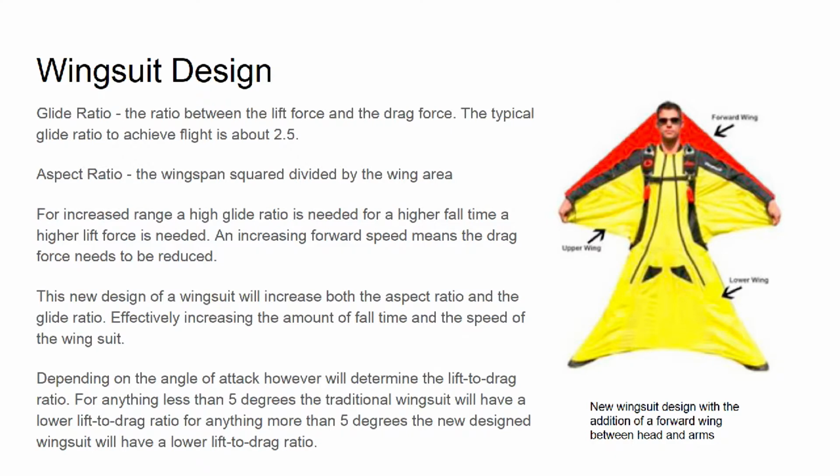The wingsuit design is key for increasing fall time and velocity. The glide ratio is the ratio between lift and drag. A higher number means more lift force, which means more airtime. And the aspect ratio, which is essentially the area, will also affect the fall time. This is why this wingsuit was given a forward wing, as typical wingsuits do not have forward wings.